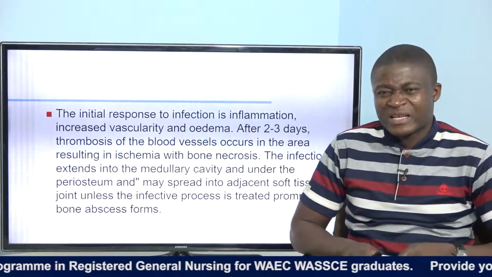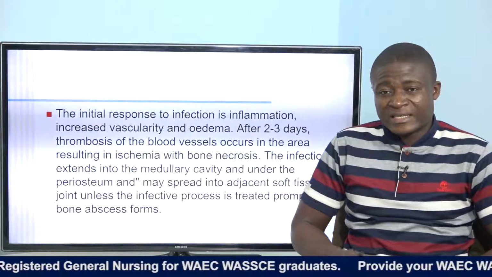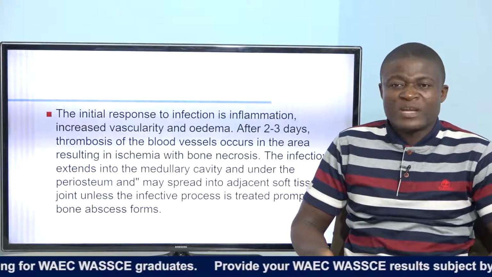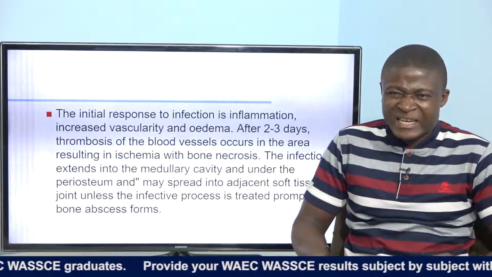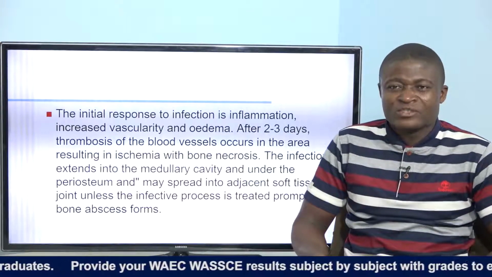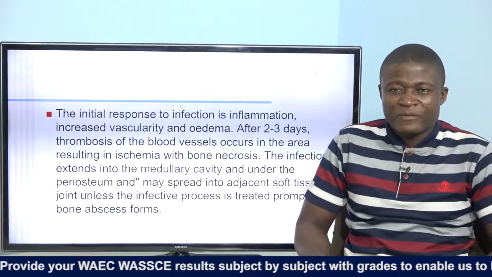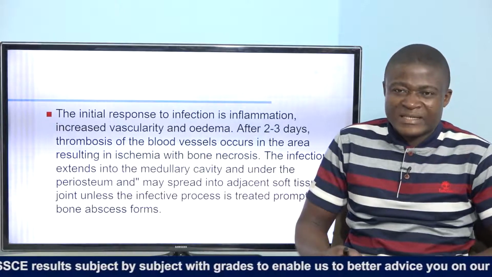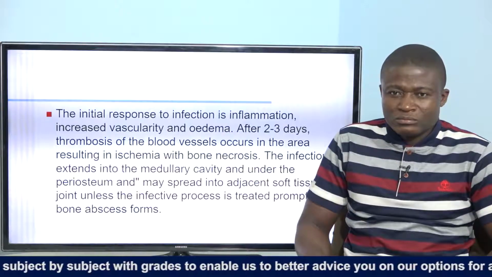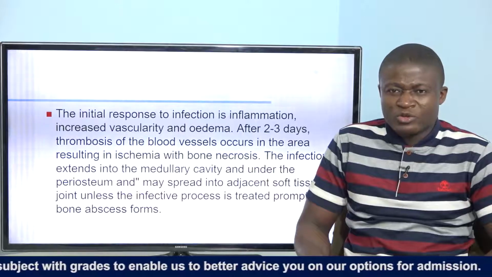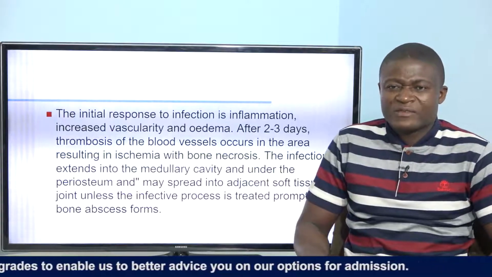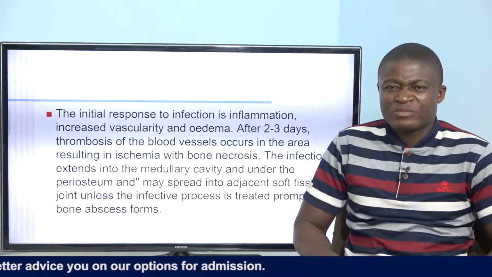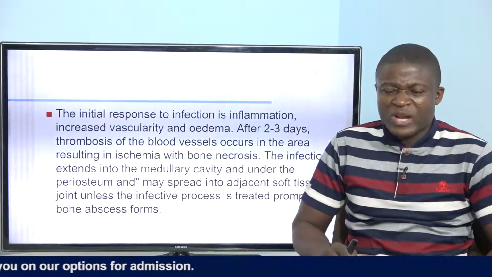Once you are not having adequate blood supply reaching the part of the bone that is infected because of the thrombosis that has occurred, you are going to get the bone to die off, because that part of the bone also needs blood to be able to survive. Now the infection extends into the medullary cavity. The medullary cavity is the internal part of the bone, and the infection spreads under the periosteum, and this may spread to the adjacent soft tissues or joint. Unless the infective process is treated promptly, a bone abscess may form.